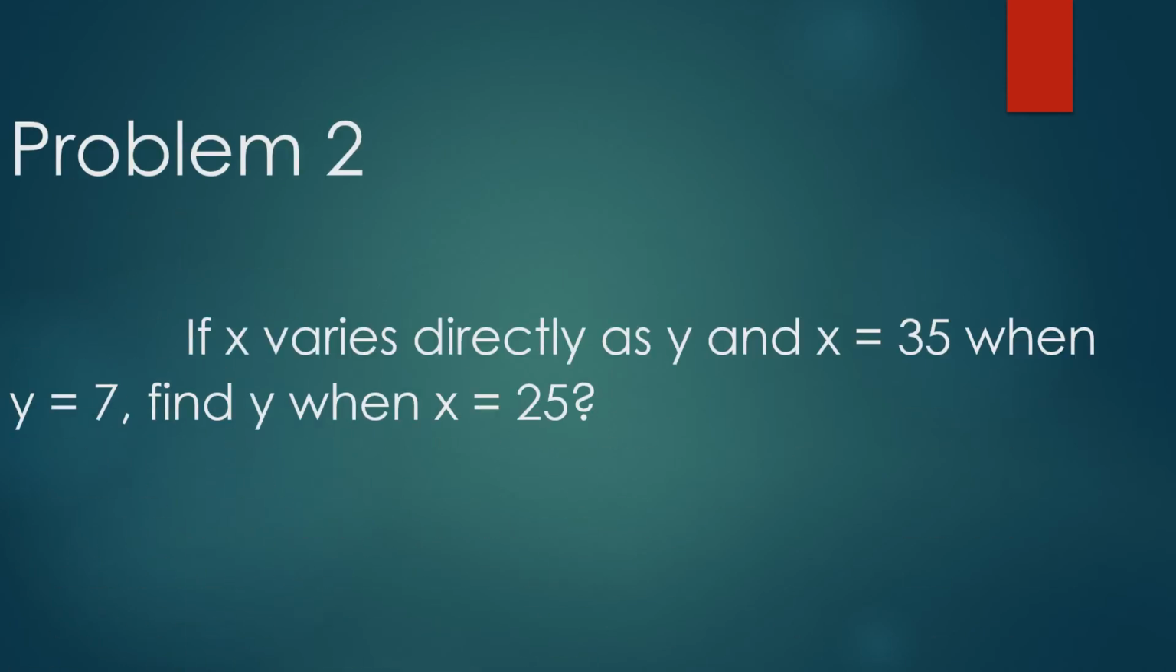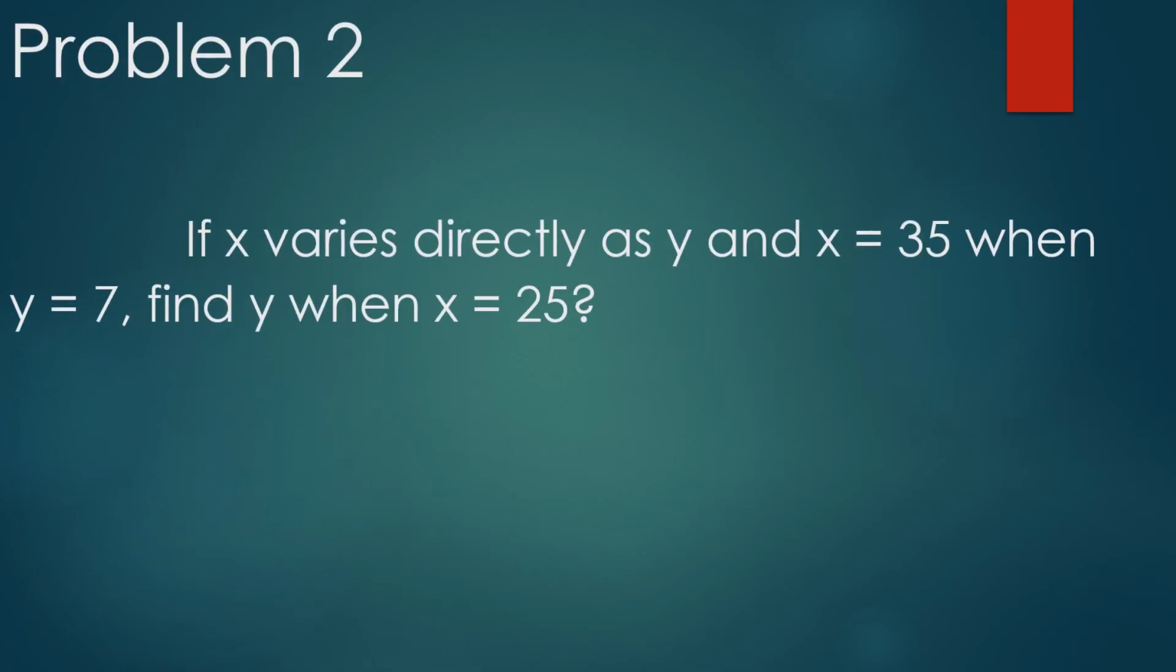Okay. How about problem number 2? If x varies directly as y and x equals 35 when y equals 7, find y when x equals 25. This looks a bit long because there are many numbers, but to answer it we just follow the same steps.